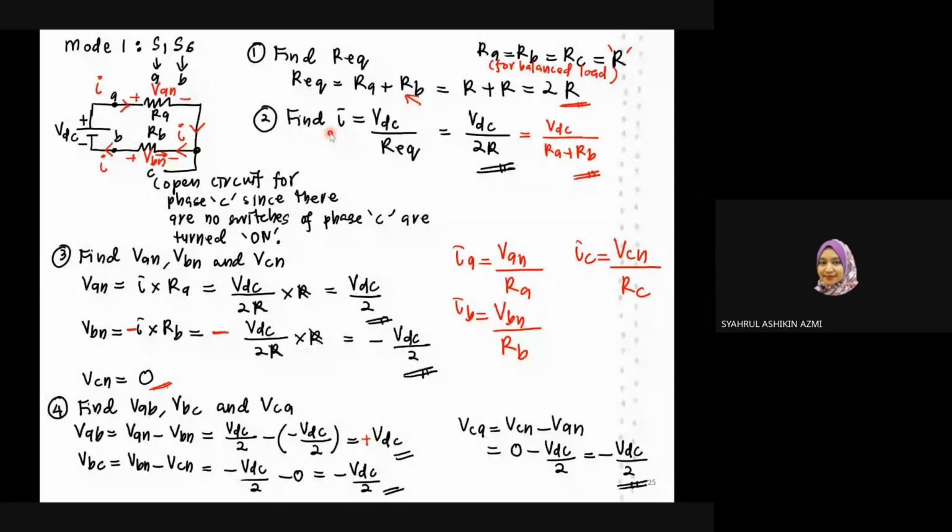Step number 2, find the current. Step number 3, find the phase voltage. Step number 4, find the line-to-line voltage. If, let's say, you need to find a phase current, you can use this formula over here. IA will be equal to VAN divided by RA for your phase current IA. IB is VBN divided by RB, phase current B, and IC is VCN divided by RC for phase current C.